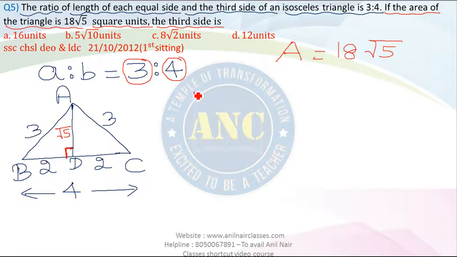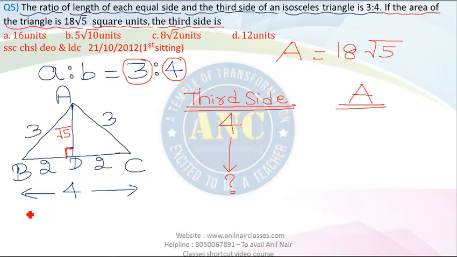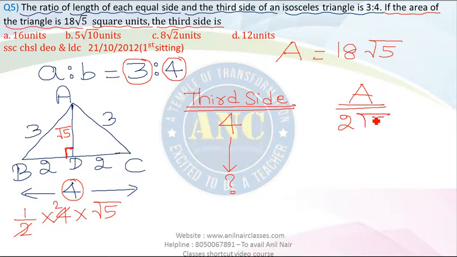That means according to the ratio, the third side is 4 units. But according to the question, they are asking what the third side is. Similarly, according to the ratio, what is the area? Area is half into base, which is 4, and height, which is root 5. According to the ratio, area is 2 root 5.